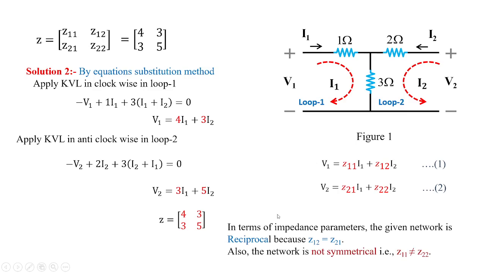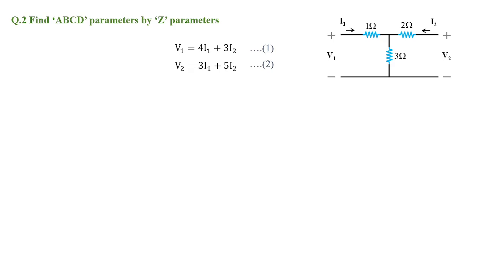Now checking the condition for reciprocity and symmetry, you can see here the value of Z12 is equal to Z21. Hence this network satisfies the impedance parameters in terms of reciprocity, whereas 4 is not equal to 5. So this is not a symmetrical network in terms of Z impedance parameters. That is the conclusion we have made from the given values of resistors.